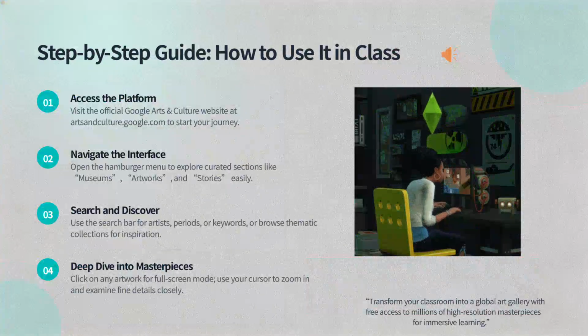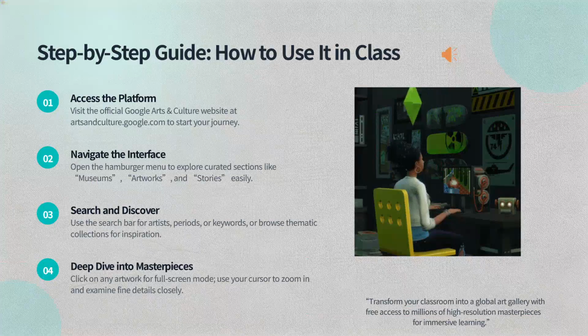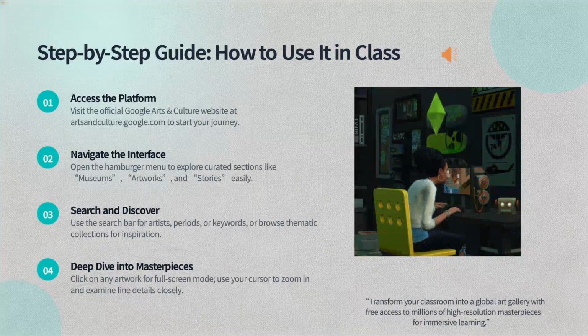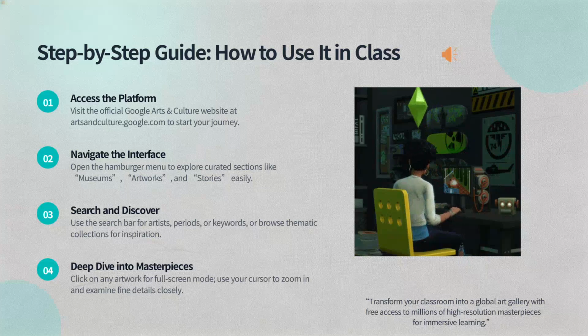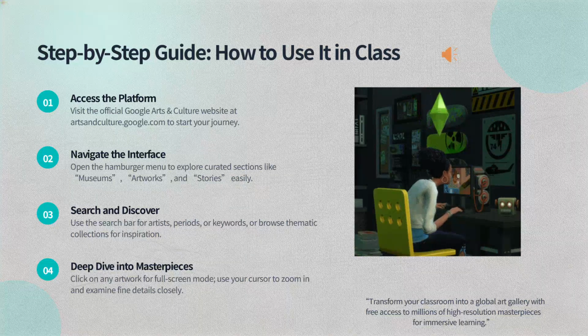Next, I will share a simple 5-step classroom guide for using Google Arts and Culture. First, open the official website. Second, get familiar with the interface and explore museum collections. Third, search for specific artists, styles, or themed art resources. Fourth, click on any artwork to enter full-screen mode and zoom in to study brushstrokes and details. Finally, capture high-definition images for teaching slides, handouts, and student assignments. This simple and efficient workflow greatly enriches our art teaching resources.